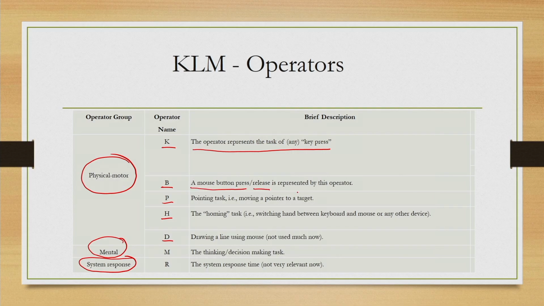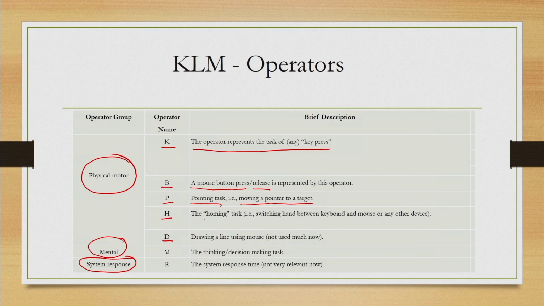B represents a mouse button press or release. Note that when we select something, we click on a button, which involves both press as well as release. With B, we represent either of these, either press or release. So, together, if we want to represent a click, then we require 2 B's, BB. Then P indicates a pointing task, such as moving a pointer to a target.